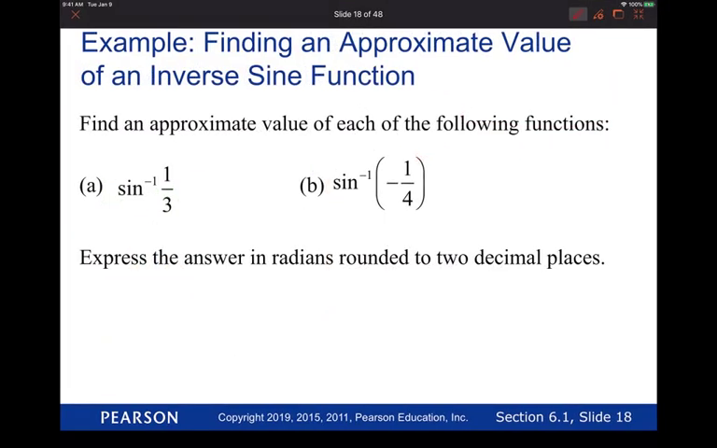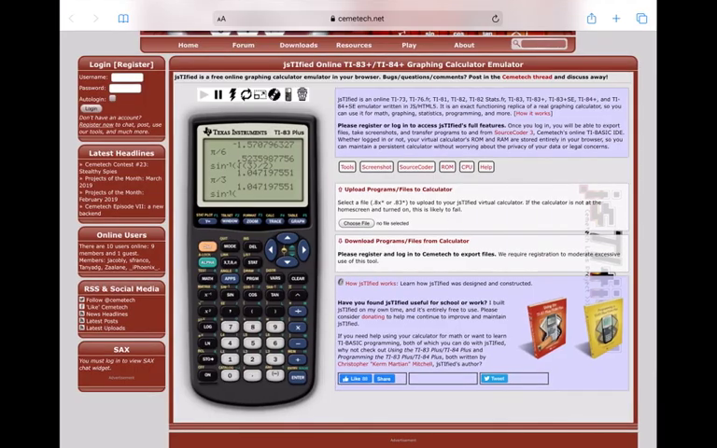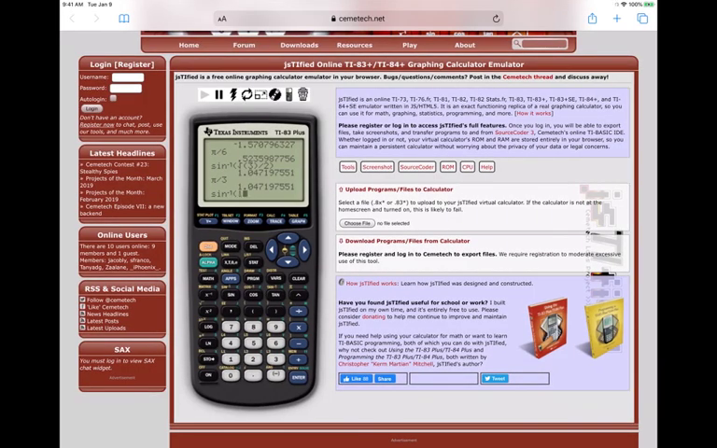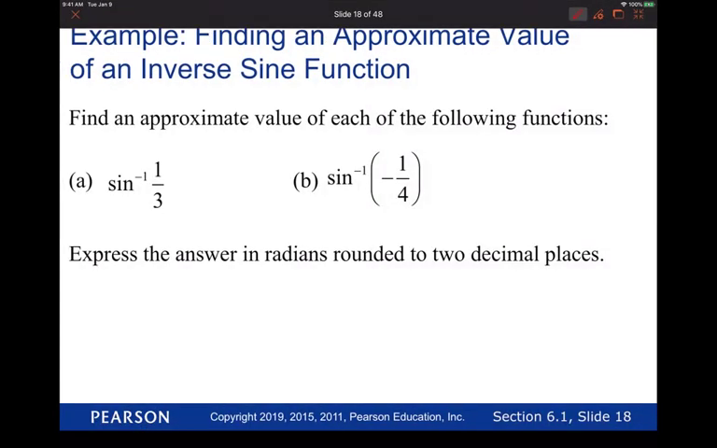I got 19.47. Let's see, inverse sine of 1 over 3. What units do we need to be in? 2 decimal places. So the first one, we got approximately 0.34. Is that okay? I feel like there's more to this. Whenever I realize it, I'll share it. I think there is something more to this, but I'm going to let this be.